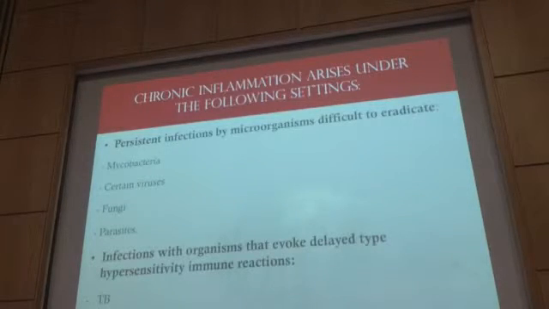What can be the causes of chronic inflammation? Some infections by microorganisms are persistent and difficult to eradicate, and they will cause chronic inflammation. For example, mycobacteria that causes tuberculosis. Some viruses, some parasites, and some organisms immediately cause signs of chronic inflammation, such as syphilis, for example.